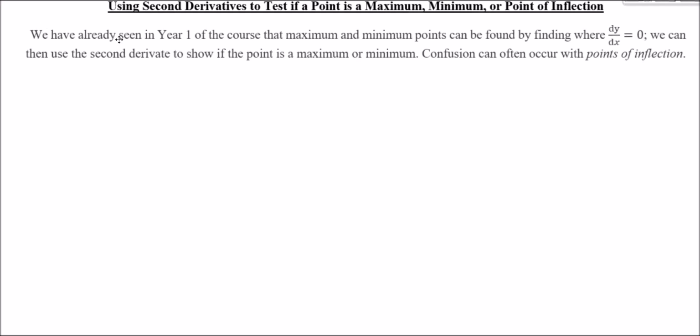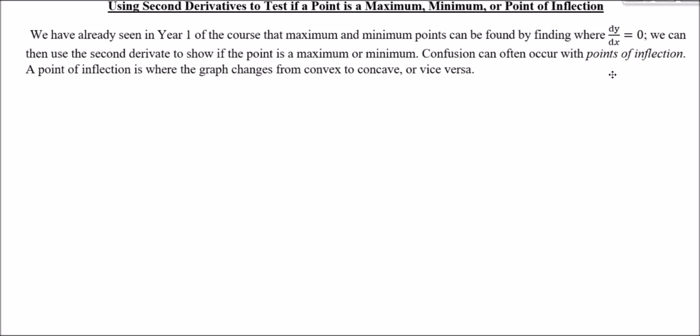So using the second derivatives, let's go through this step by step very carefully. A point of confusion for many a student, myself as well at the time. So we've already seen in year 1 of the course that maximum and minimum points can be found by finding where the gradient's 0. And then after that, we can use a second derivative to show if that particular point is a maximum or a minimum. Confusion can often occur, though, with points of inflection. So a point of inflection is where the graph changes from being convex to concave, or vice versa.